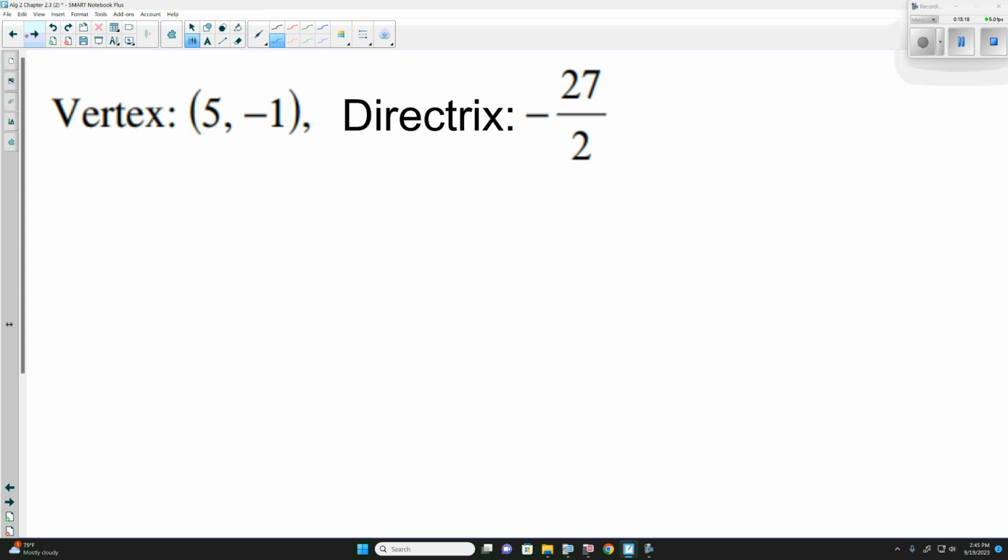This slide is missing one little piece of information. Yours has it already. Yes? Y equals.